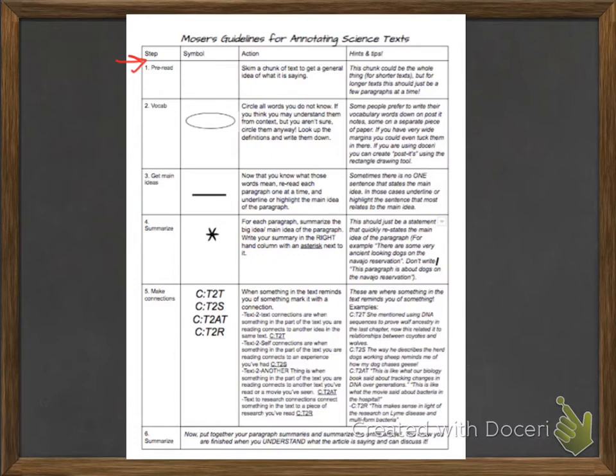Now, if this is a science text, there may be some words in there that you don't know. But you can't just skip them because those words can change the meaning of the text. So, as you skim through it, you're going to look for words you don't know, and you're going to circle them. Those are your vocabulary words that you will be looking up. We'll talk a little bit more about the methodology in a second.